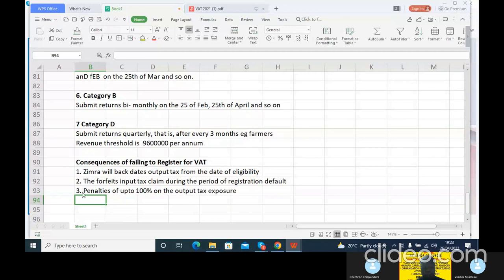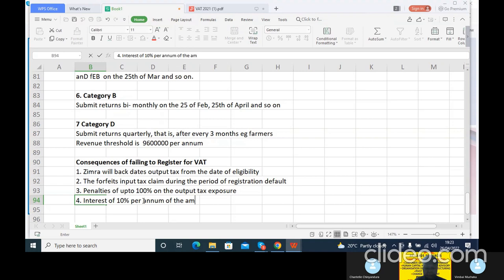Another thing is interest of 10% per annum on the amount outstanding. You get that? Interest is charged. So if there is an organization, you know that once you are eligible for registration, you get yourself registered.